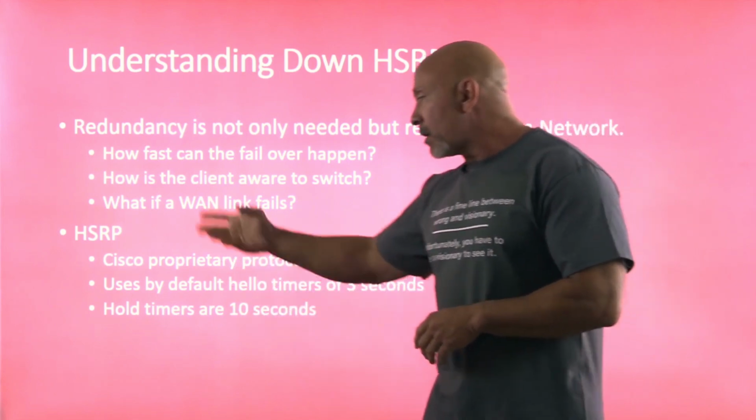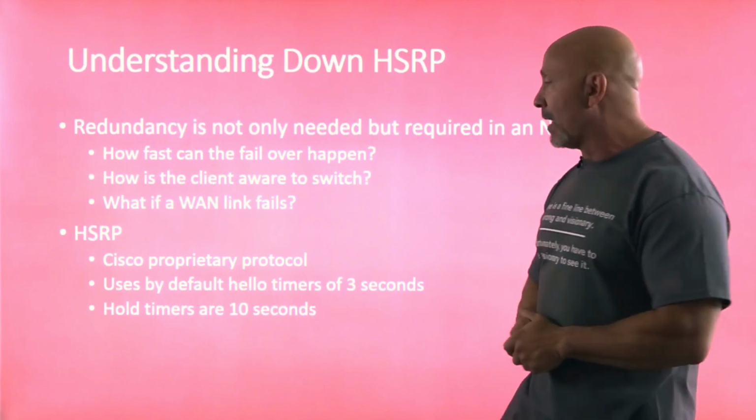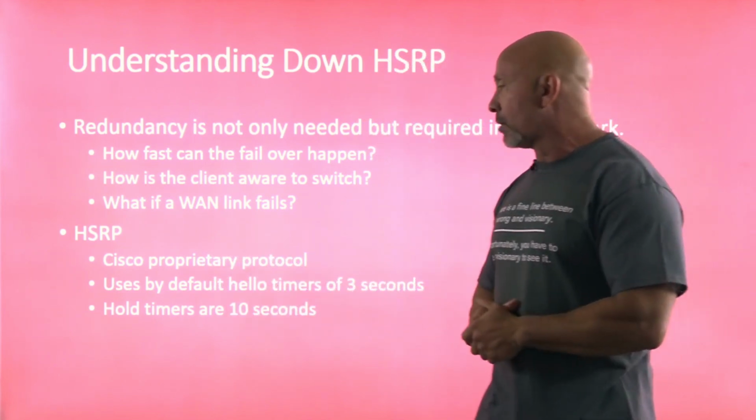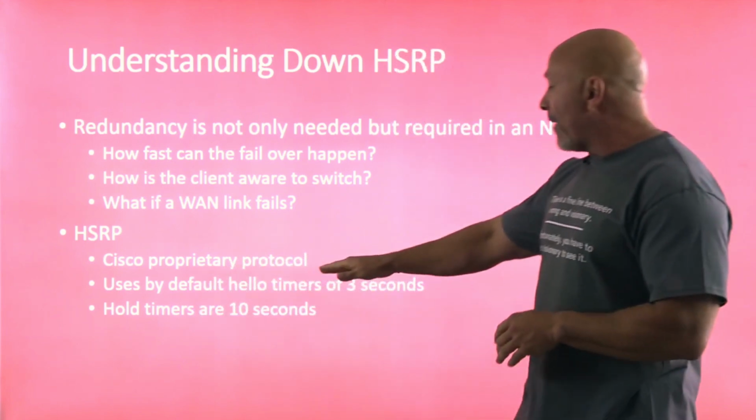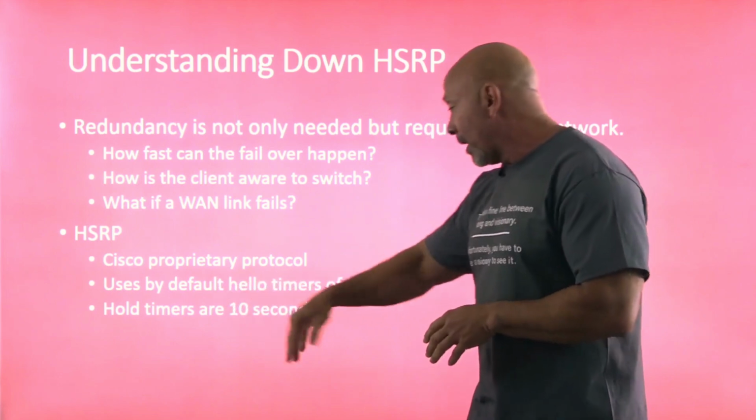So HSRP does answer these questions, and we'll look at it in a second. It is a proprietary Cisco protocol, so meaning you don't use it in non-Cisco routers. By default, the hello timers are 3 seconds, and the hold timers are 10 seconds.